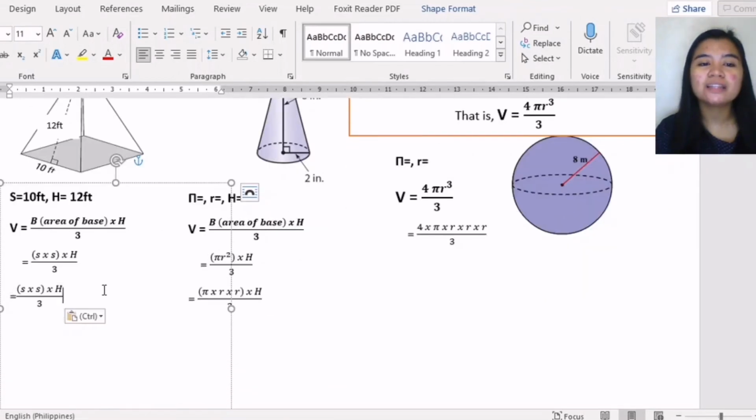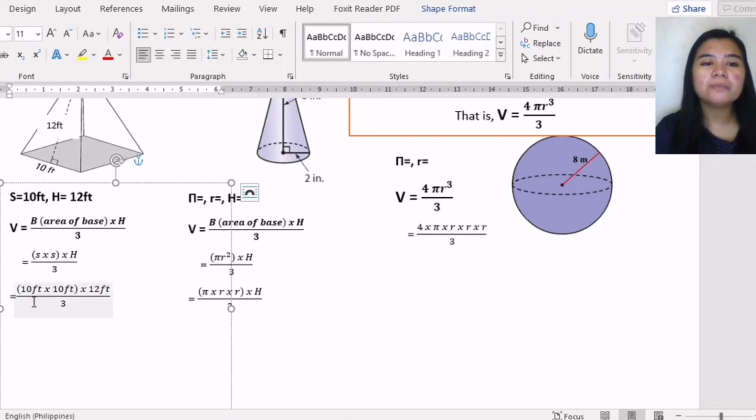Then after that, let's substitute. So, palitan na natin yung S. Ang S natin na nahanap is 10 feet o nandun sa given, that is 10 feet. And then another S, ito yon. So, palitan natin, that is 10 feet. And then our height, ang value ng height natin ay 12 feet. So, ilagay natin 12 feet. And then copy divided by 3.